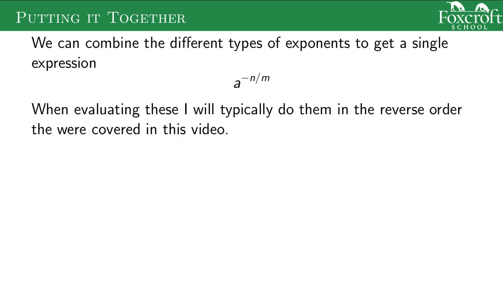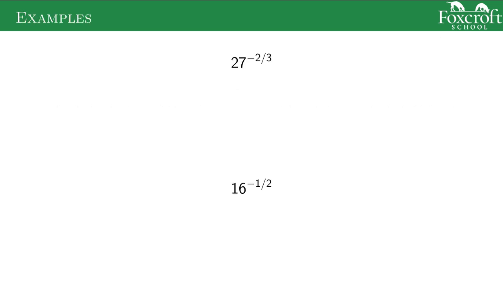All right, and the last thing we have to do is put it all together, so we can have a negative exponent mixed with a fractional exponent mixed with a normal exponent. And the way we do these is I'll typically just do them in the reverse order we cover them in the video. So I'll worry about the fraction part first, then the negative exponent, and then the positive normal exponent after that. All right, so if I had 27 to the negative 2/3, you could write it this way, or you can kind of just think about what you're doing.